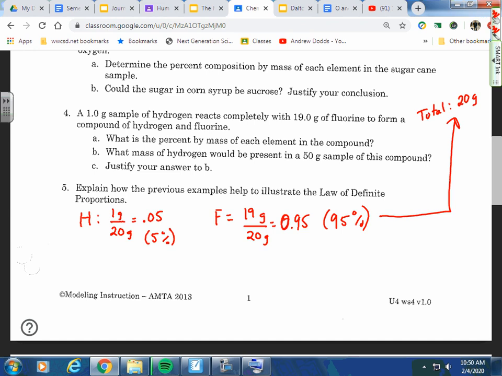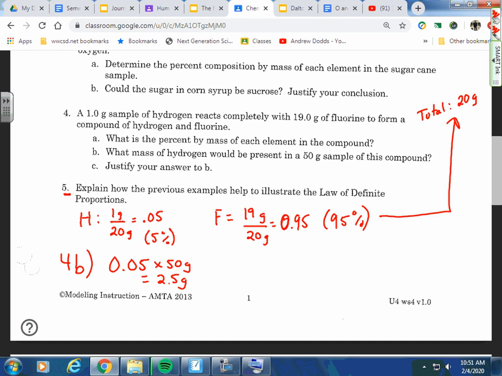So the regular math, if you're trying to find 5% of 50, use the decimal for 5%, which is 0.05. This is part B to number 4. Don't forget to do number 5 after I'm done. What I'm going to do is take that decimal for hydrogen and multiply that by 50 grams. And that will equal 2.5 grams. So if I had 50 grams of it, 5% would be hydrogen. 5% of 50 is 2.5. So there would be 2.5 grams of hydrogen.